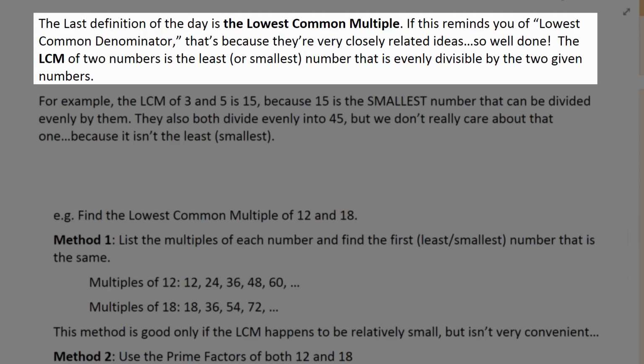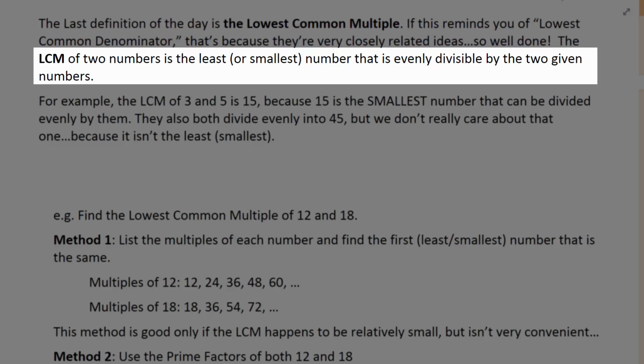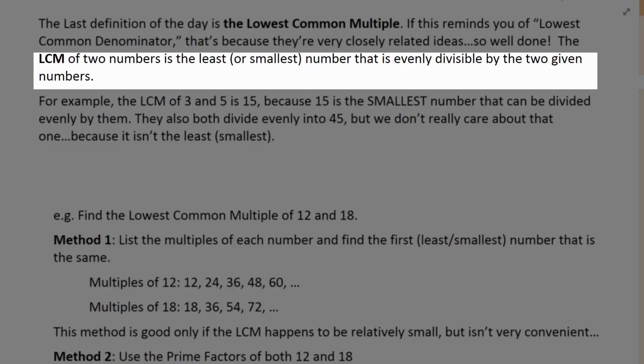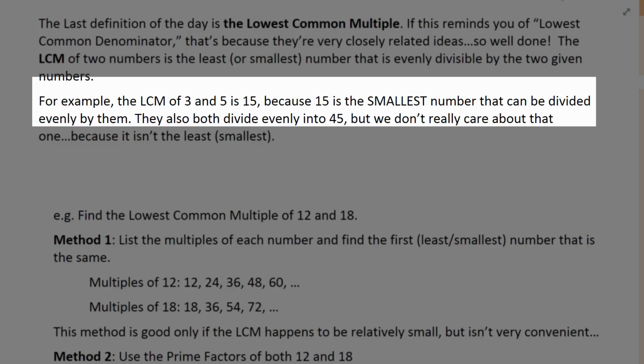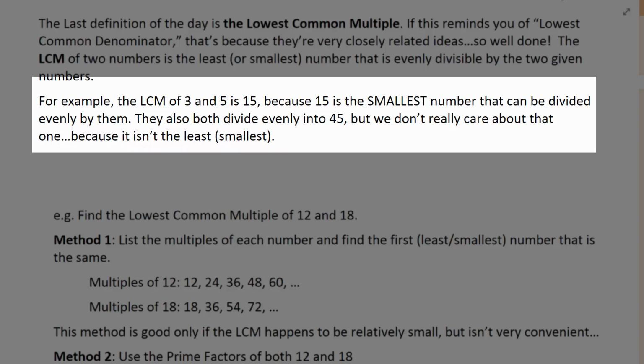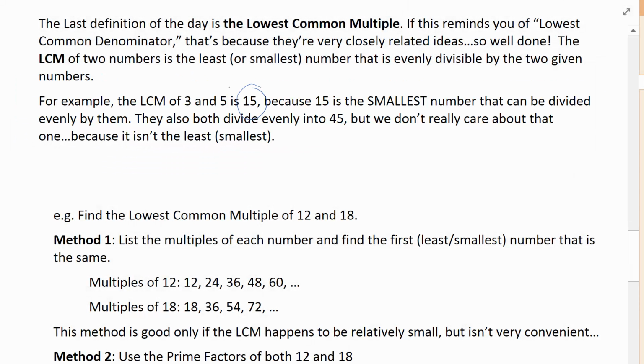The lowest common multiple. Now, if this reminds you of lowest common denominator, that's because they are very closely related ideas. The LCM of two numbers is the least, or smallest, number that is evenly divisible by your two given numbers. Let's look at an example. The LCM of 3 and 5 is 15, because 15 is the smallest number that can be divided evenly by both 3 and 5. Okay?